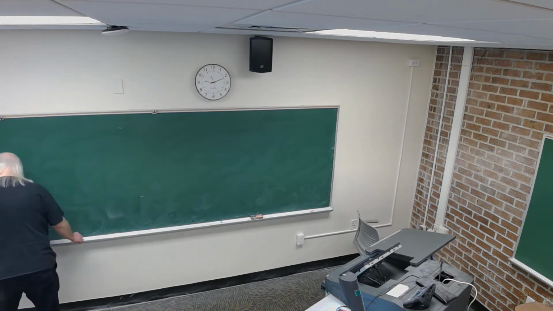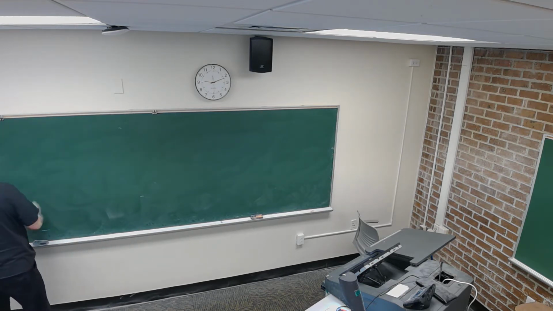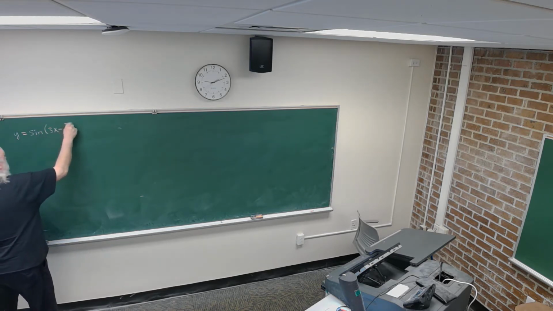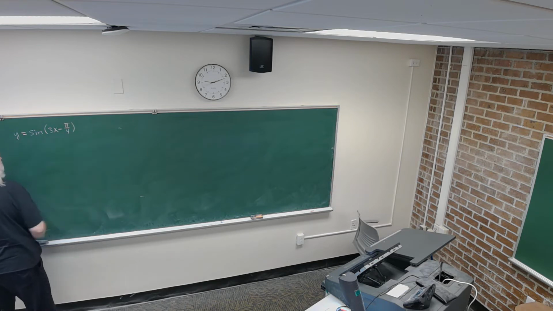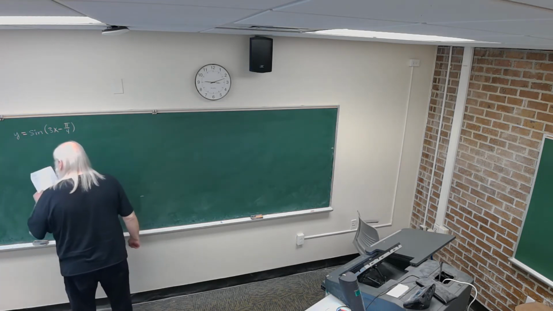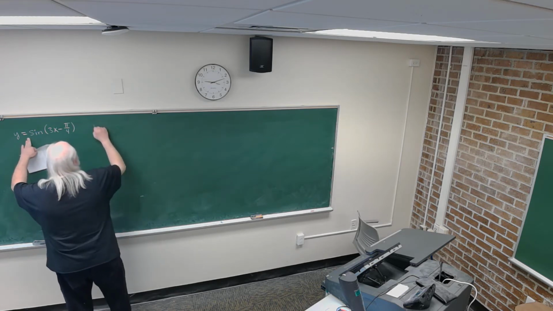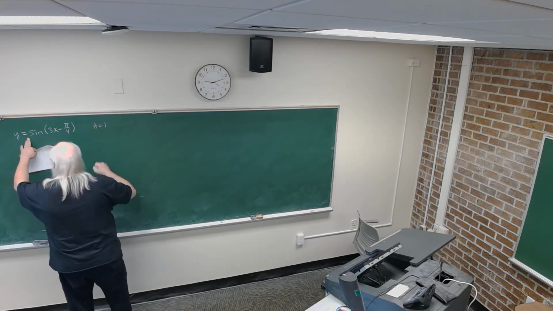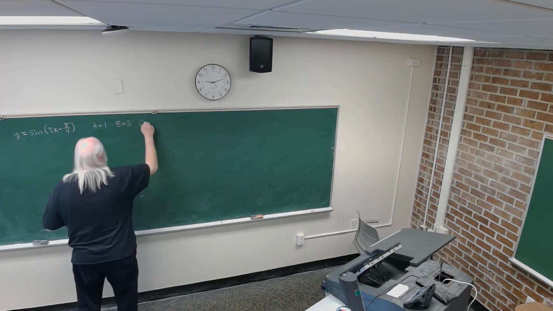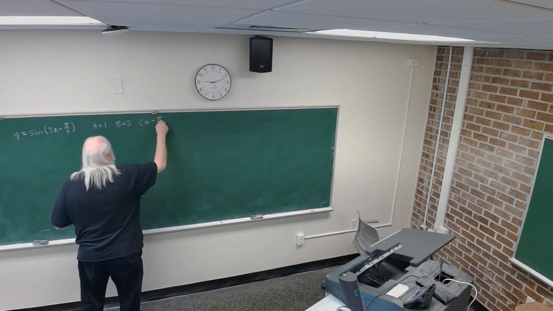So in the first example, we have a transformation of the sine function. y equals the sine of 3x minus pi over 4. And so in this example, a is the invisible 1 out front, b is equal to 3, and c is equal to minus pi over 4.